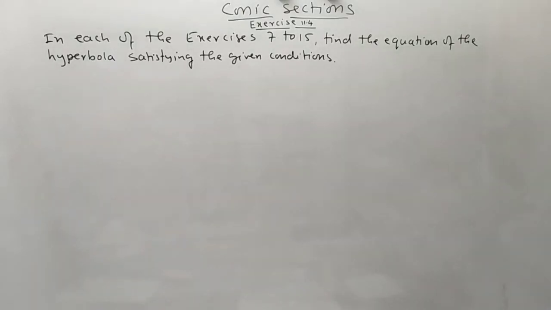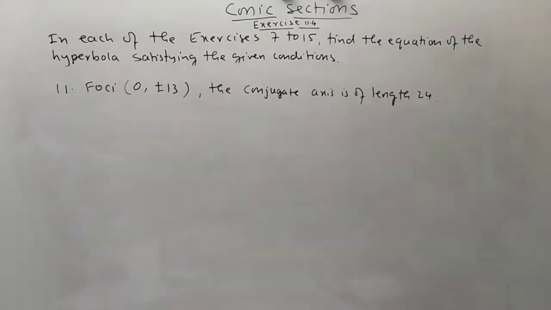In each of the exercises 7 to 15, find the equation of the hyperbola satisfying the given conditions. Next question. Coordinates of foci are 0, plus or minus 13 and the conjugate axis is of length 24 units.